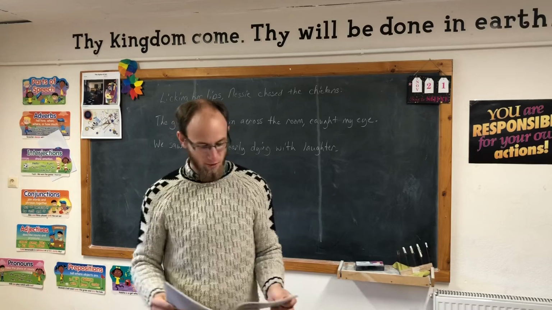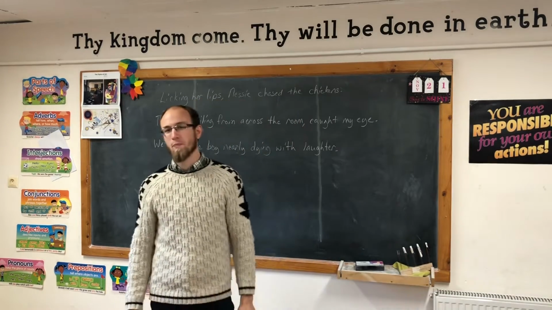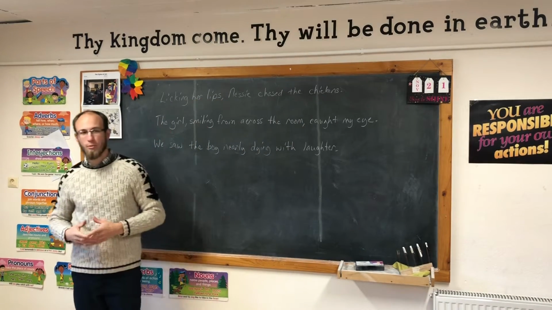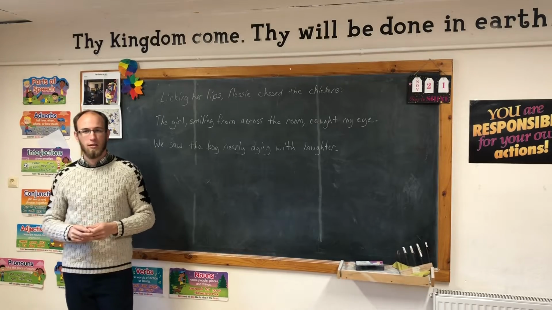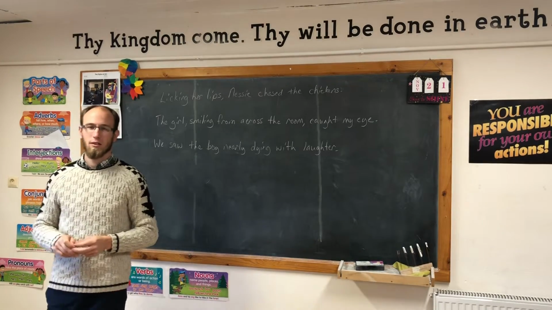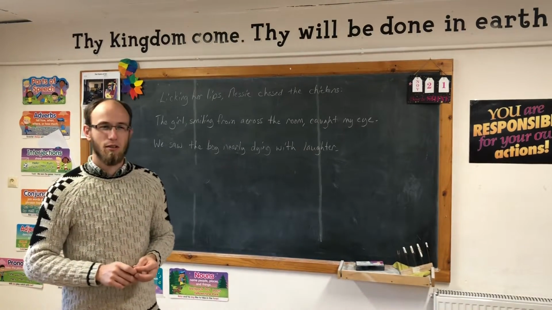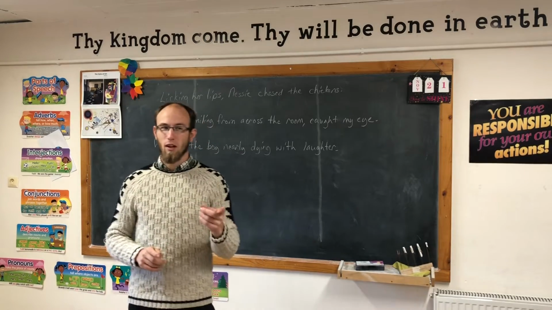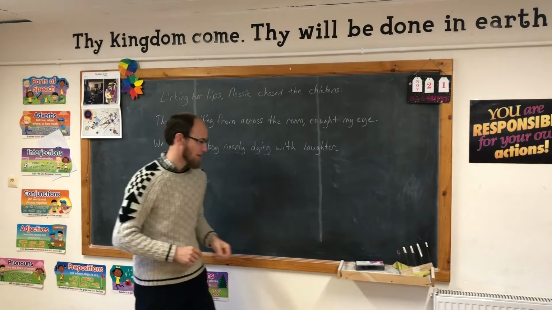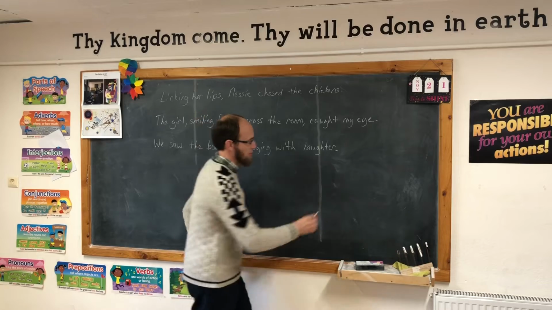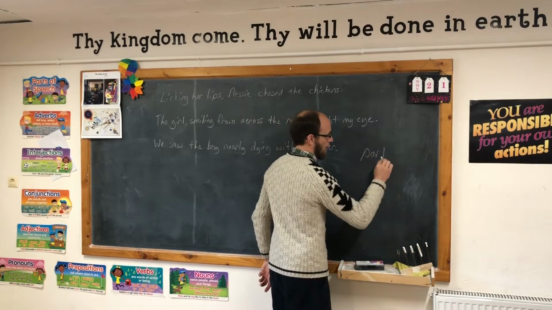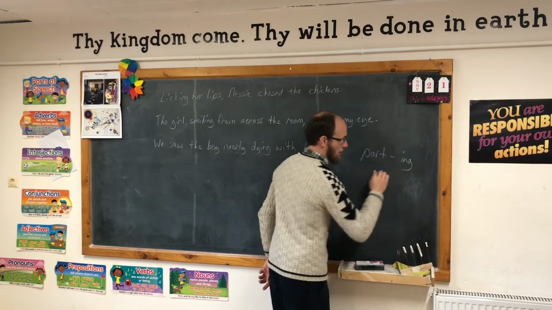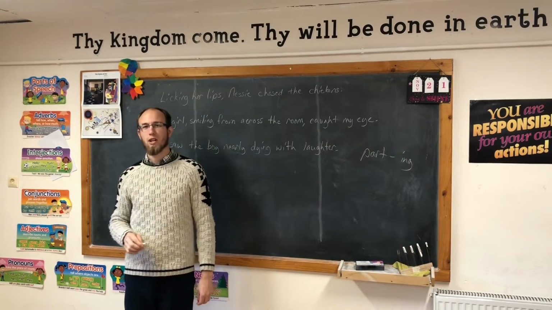Okay, lesson 7, 7th grade. Participial phrases. What is a participle? Do you remember? It's a verb form used as an adjective. A verb form that functions as an adjective. And it often ends with ing. It's a verb form used as an adjective.